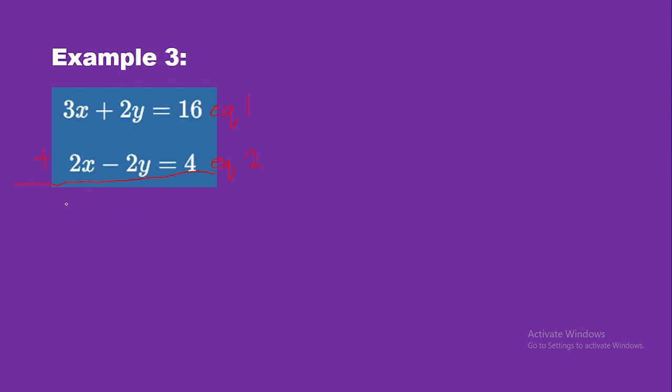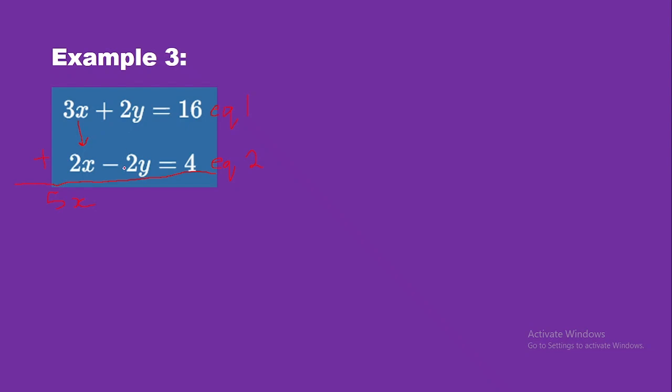So let's add all our equations. When we add all our equations, it's going to add our like terms. So 3x plus 2x is equal to 5x.